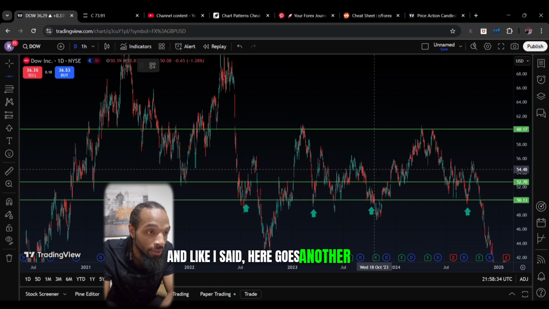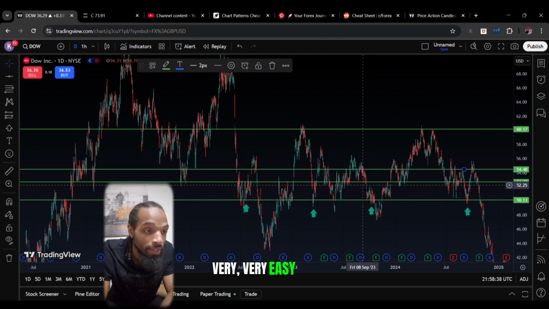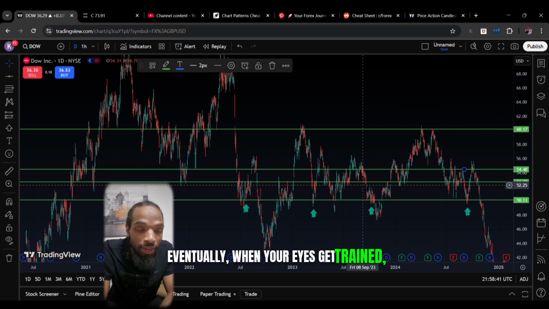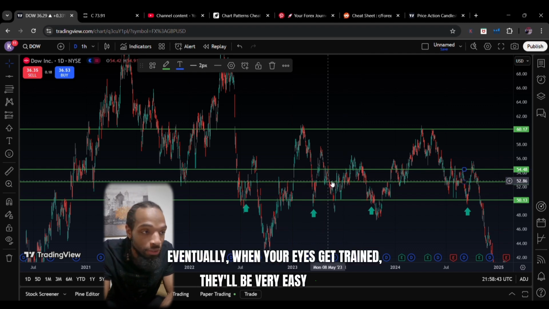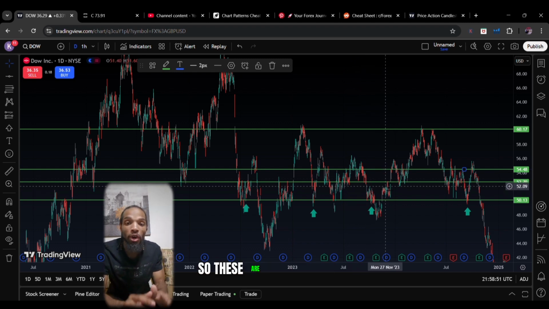And like I said, here goes another minor one right here. Boom. Very, very easy to spot. Eventually, when your eyes get trained, they'll be very easy to spot. Here goes another one. You see, when it gets in between here, it gets a little choppy. So these are very important.